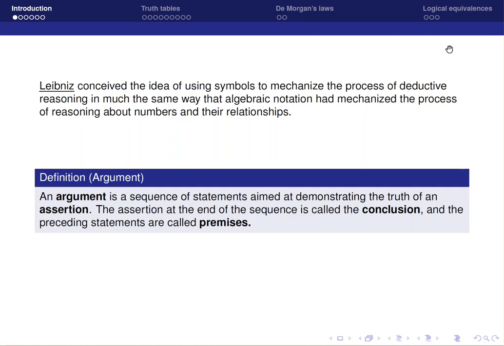What is an argument? The definition says, an argument is a sequence of statements aimed at demonstrating the truth of an assertion. An assertion is basically an idea or a statement. The assertion at the end of the sequence is called the conclusion, and the preceding statements are called premises. So think of an argument like an English essay, where you describe using mathematics or other concepts how something could be true or false.